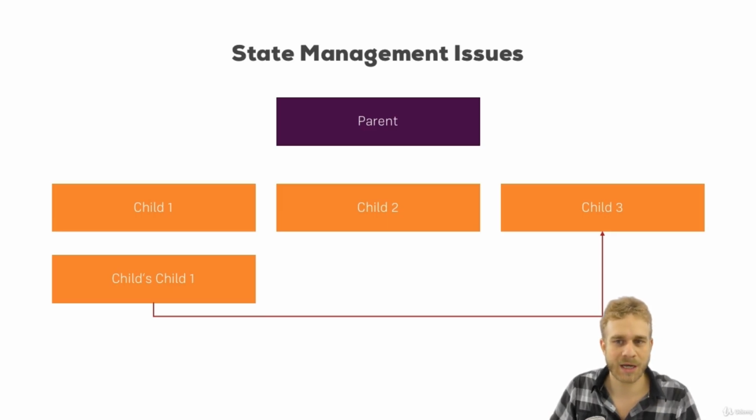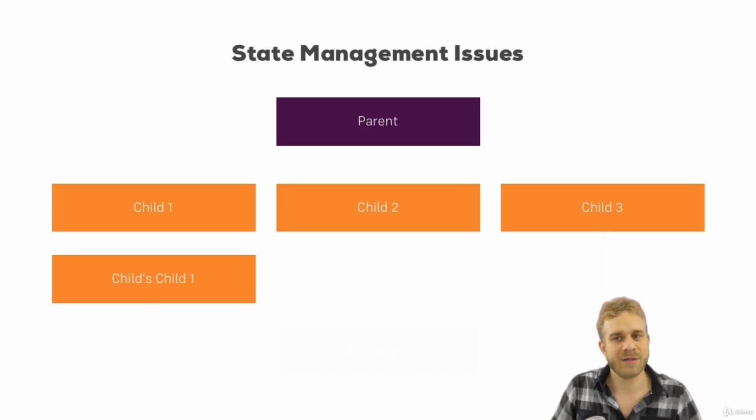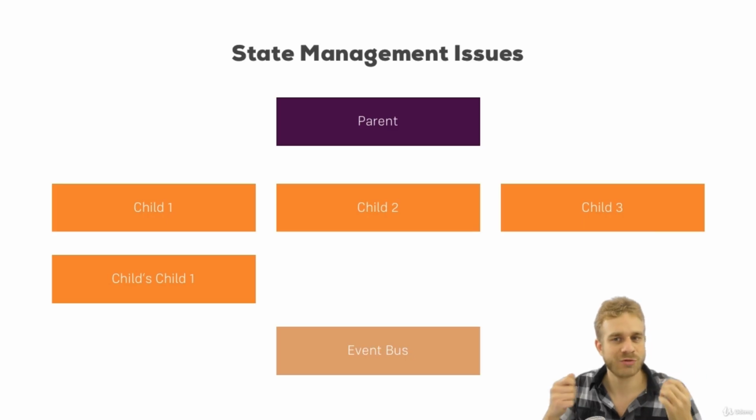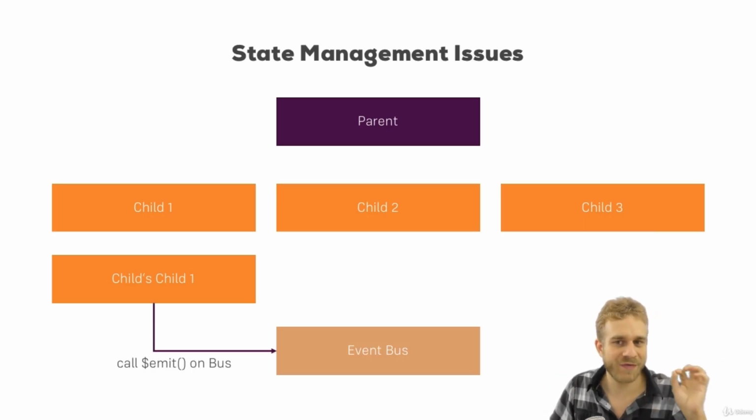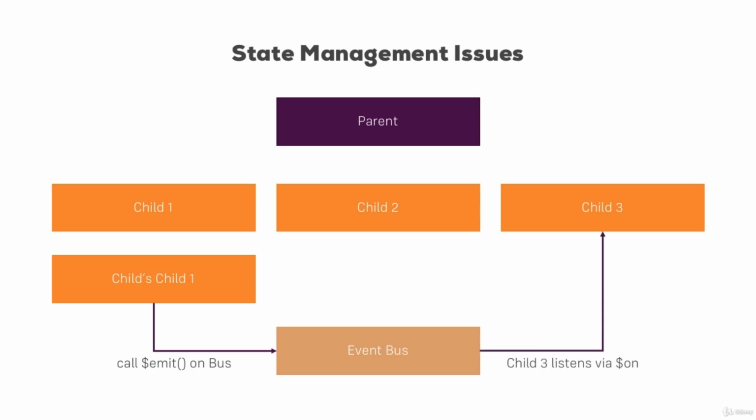That means we still can't access it directly, but we use a central component, a central Vue instance, which we use as an event bus, which we use to call emit on this bus. And then on the target component, we listen for changes in this bus. It's better, it's shorter, but it still has its issues.